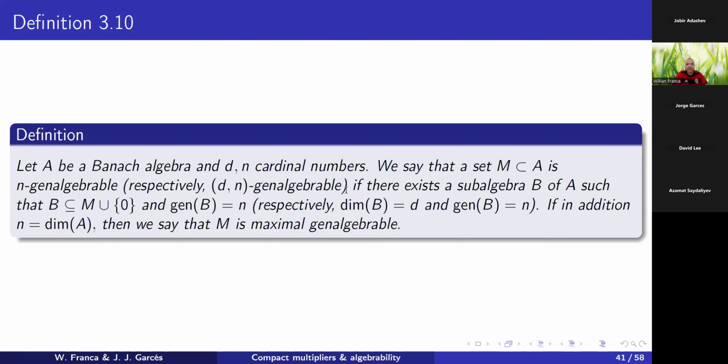So we are going to do the following. Let A be a Banach algebra, and D and N two cardinal numbers. We say that such a set M inside of A is N-gen algebrable, the same holds for D N-gen algebrable, if there exists a subalgebra B of A such that B contains M union 0 and gen B equals N. That means the smallest cardinality of a generator for B as an algebra is exactly N.